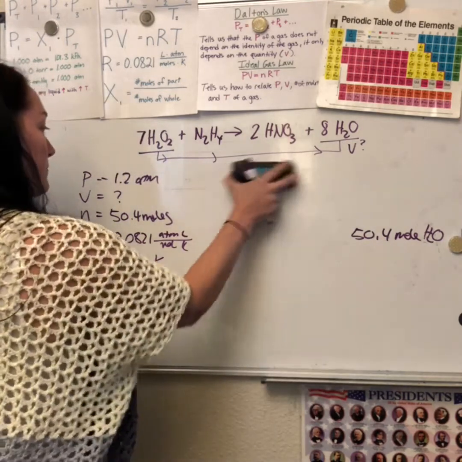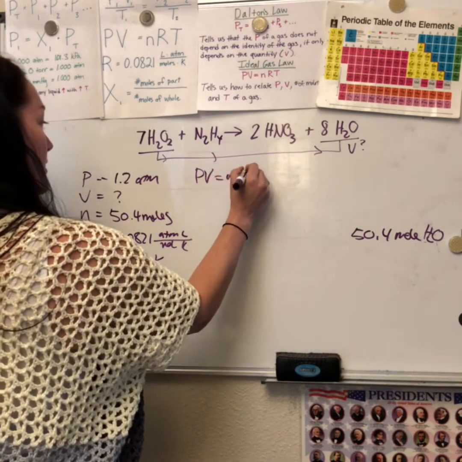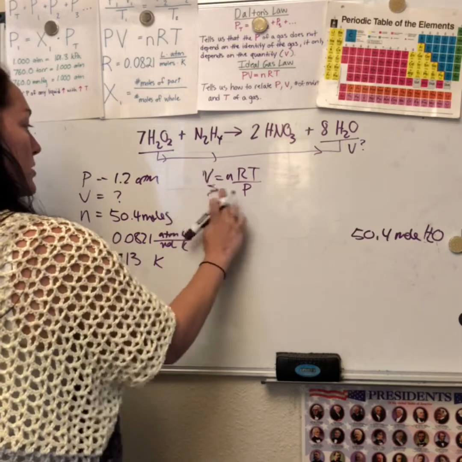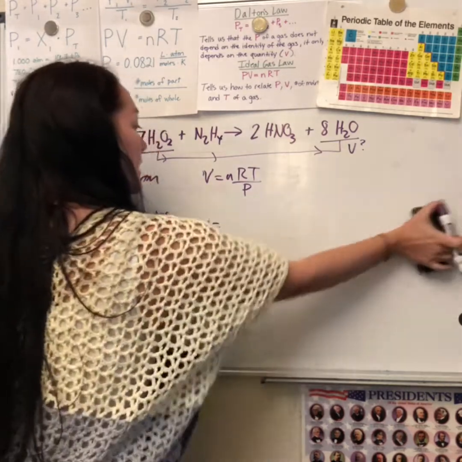Okay? So now I just need to move things around. PV equals nRT. I'm solving for volume, so I'm just going to move the pressure. So now I just need to plug things in.